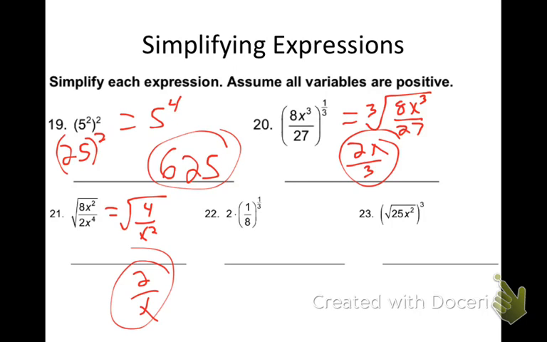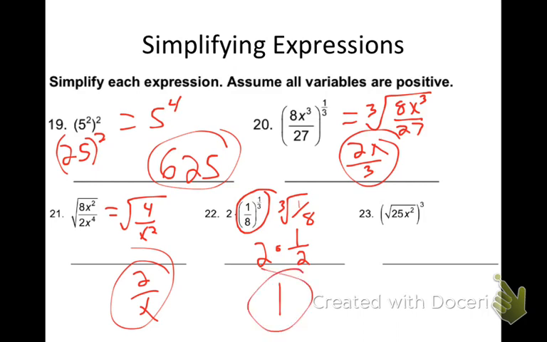Number 22. John, what are you thinking here? I just got it. If I do this here, I actually get the cube root of 1/8, which is 1/2. But then I have a 2 out front. So I have 2 times 1/2, which is 1. Why do I have a 2? You see the 2 out front? I think, did you forget to multiply by 2? I'm going to guess. Nice job.